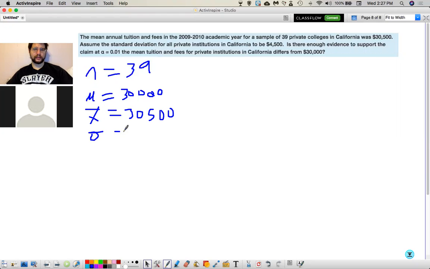Sigma, that's what's telling us the Z and not a T, is 4,500. So standard deviation for all private institutions. That's the population. It doesn't say about this sample of 39 colleges. Alpha is 0.01. And let's go with it.